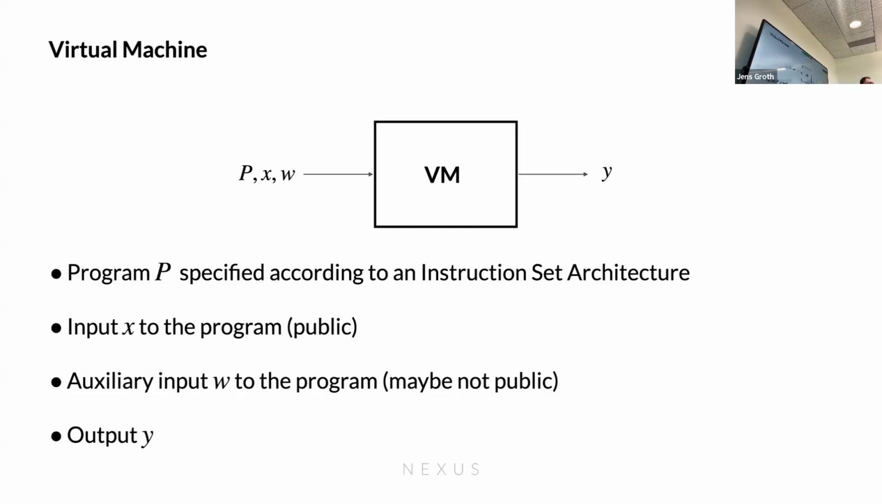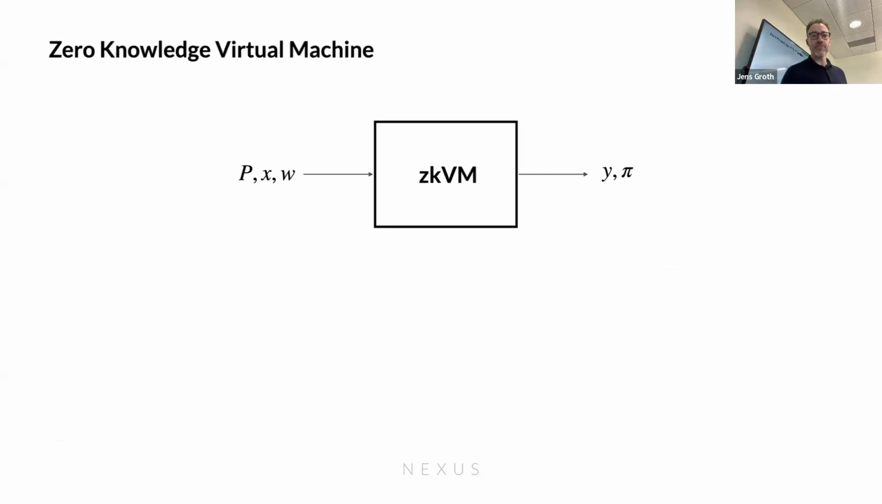Now the question is, if you go to the cloud and do that kind of stuff, then how do you know that this output Y is actually correct, that you are getting what you were intending to compute? Okay, so that's the idea of a zero-knowledge virtual machine, a zkVM.